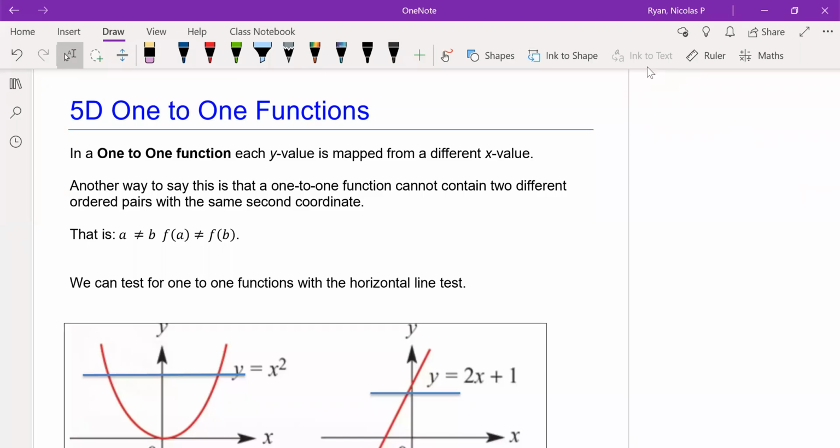Okay, last class we talked about functions, and a function was a situation where each x value is only allowed to have one y value. So in an arrow diagram, each x value can only have the one y value. Now there's a special kind of function, a subset of functions called a one-to-one function. And that's the case where each y value can equally only possess one x value.